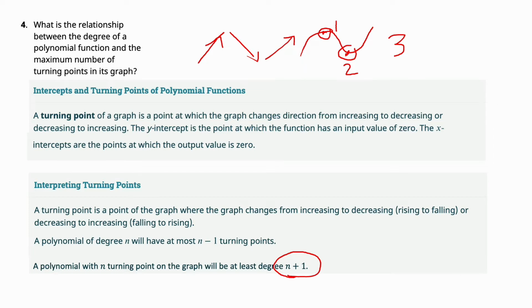But if I have a degree 5 polynomial, then I know it can have at most 4 turning points. So if I had a degree 5, I could have 1, 2, 3, 4, and then I would have something like that. 5's odd, so it flips a few times, and that's the most you could have, 1 less. And that's what it's saying here: if your degree is n, you have at most n minus 1 turning points.